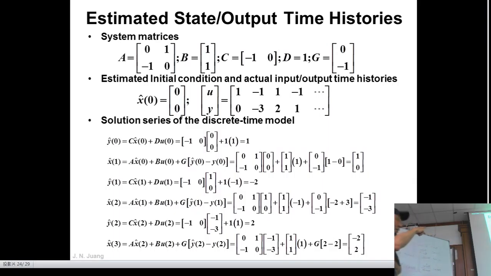For example, like this case, I use only the accelerometer, but we estimate what? We estimate displacement, we estimate velocity. So this X here, the first element of the estimate is displacement, the second element is velocity. But your sensor is an accelerometer.